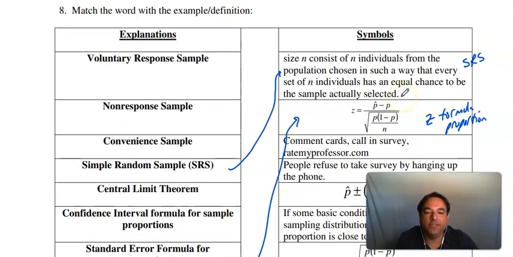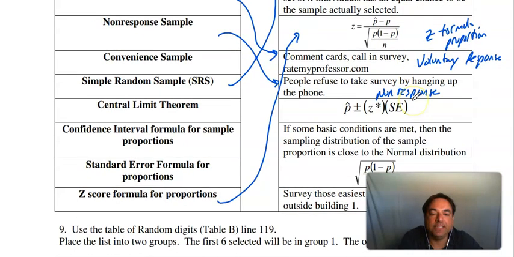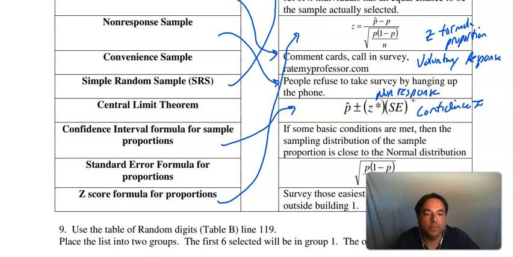Comment cards, call-in surveys, those are examples of a voluntary response. People refusing and hanging up the phone, refusing to answer, that is non-response. P hat plus or minus Z star times your SE, that would be your confidence interval formula. If some basic conditions are met, then the sampling distribution for the sample proportion is close to normal. That is the central limit theorem.